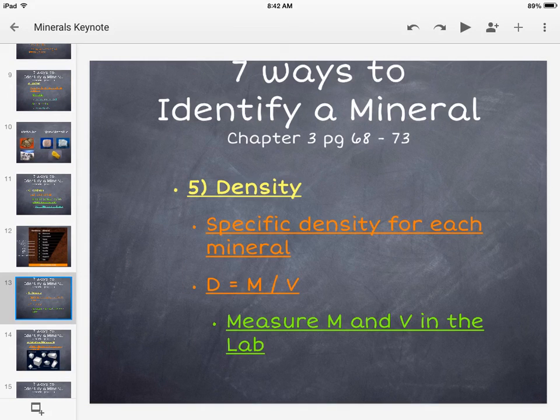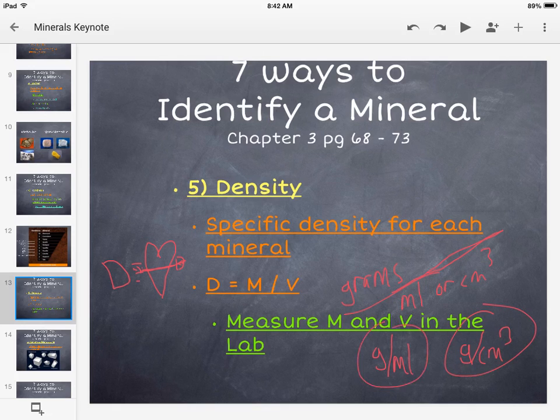Density, this one is an old one. We've talked about density the whole school year. Remember, density breaks my heart. There's my arrow. Mass divided by volume. And so you're going to measure mass, which is in grams, and volume, which is in milliliters or centimeters cubed. Those are 2 units for volume. And you'll divide the grams over the volume, and you get density, which is in grams per milliliter. That's the 1 unit, or grams per centimeter cubed. Those are the 2 units for density.